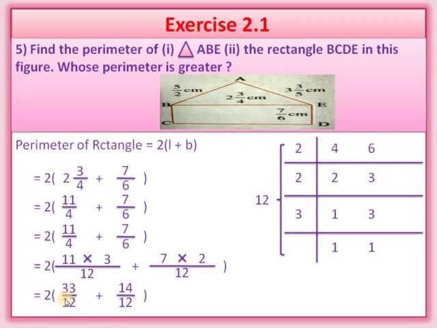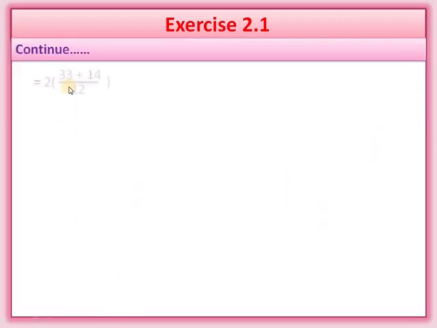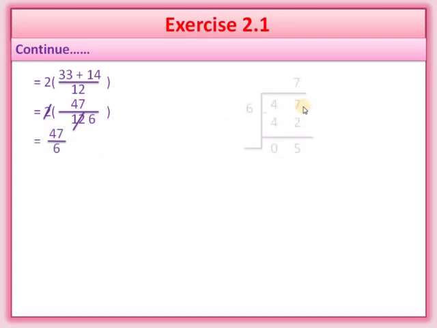Okay, now you can see, continue. 33 plus 14 upon 12 is equal to 47 upon 12. Now 2 sixes are 12, so 2 will be cut. Okay, so you can see 2 sixes are 12. The answer is 47 upon 6. Okay, now you can see 47 divided by 6. The 6 sevens are 42. So remaining is 5. So what is the answer? The answer is 7 integer 5 upon 6.